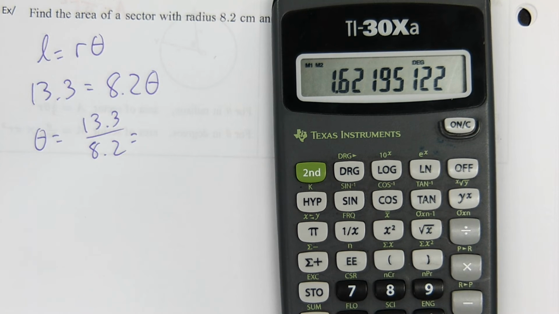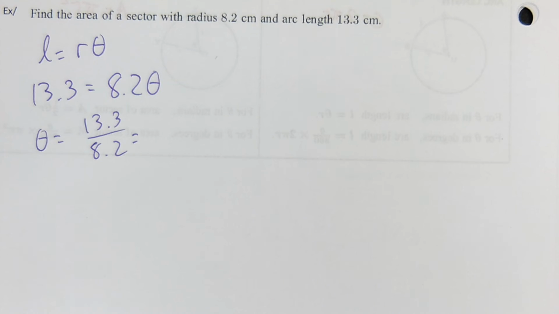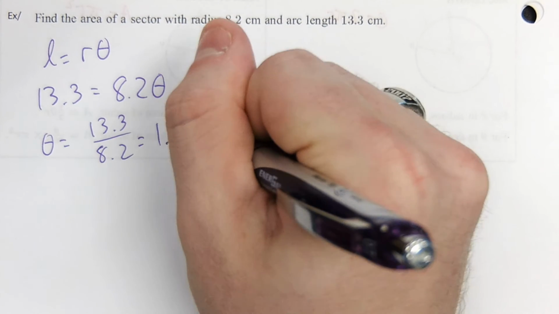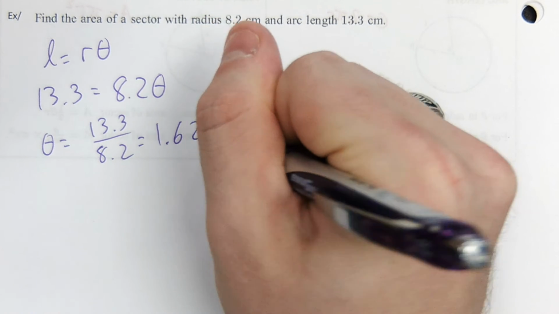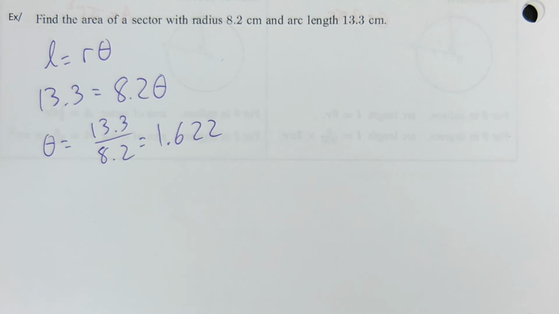Now, if I was doing any kind of trigonometry, then yes, I would need to put this calculator in radian mode. But 13.3 divided by 8.2 is the same answer in degrees or radians. It's 1.622. But yes, normally you would need to pay attention to that. 1.622 is 4 sig figs, so we know that that's allowed.